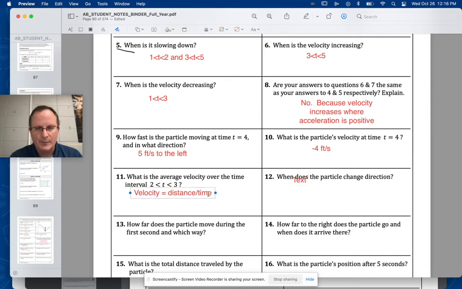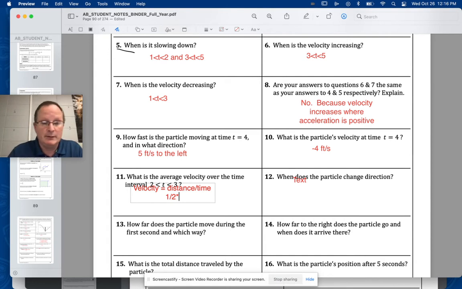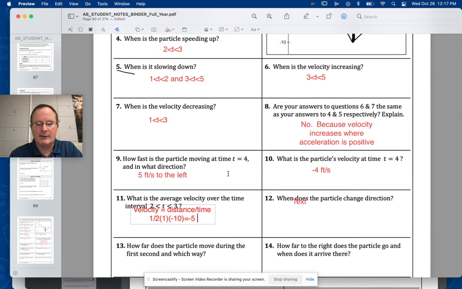Let's go right here. So 1/2 times, and the length there is 1 times -10. That looks really bad. Let's use parentheses. 1/2 base times height is what we're talking about there. So that's -5. That means the average velocity during that time is going to be -5, and we are talking feet per second, to the left.